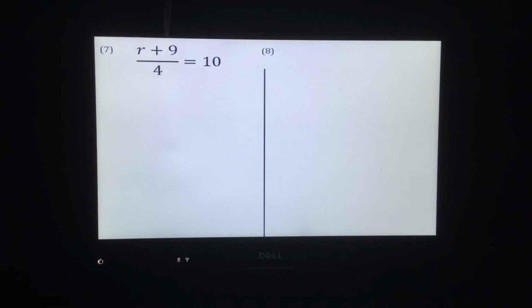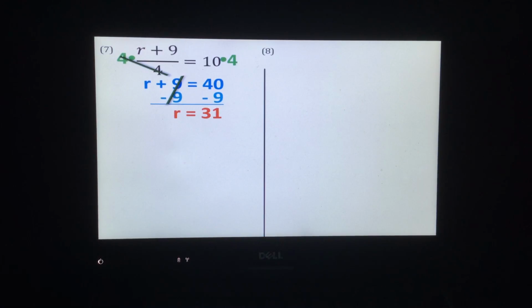So right now this numerator is being divided by 4. The opposite of dividing by 4 is multiplying by 4. So we're going to multiply by 4 on both sides. The 4's cancel, so you're left with what's on top of this fraction, which is r plus 9. So r plus 9 equals 40. How do we get rid of a plus 9? We subtract 9. So we're getting rid of who's furthest away now by subtracting 9. That cancels. r equals 31.